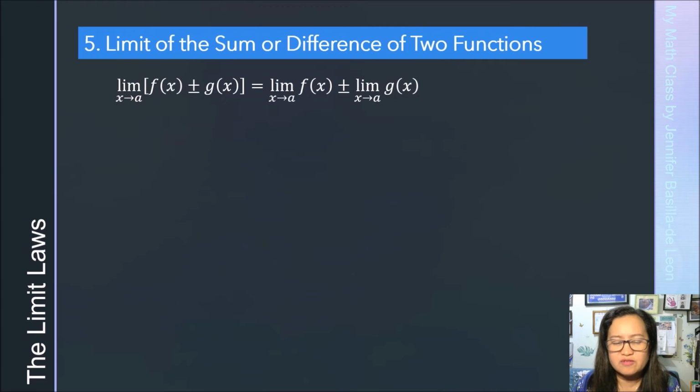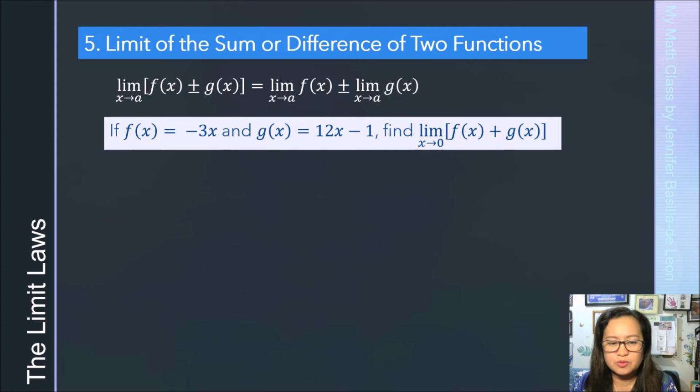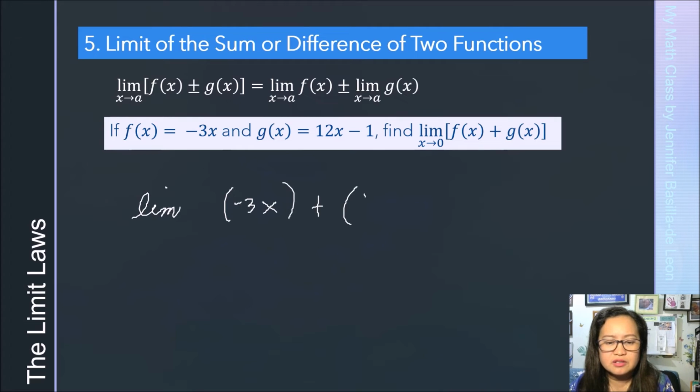Now, what if we have the limit of the sum or difference of two functions? So, for example, if f of x is negative 3x and g of x is equal to 12x minus 1, find the limit of f of x plus g of x as x approaches 0. So, in this case, we will have the limit of negative 3x plus 12x minus 1 as x approaches 0.